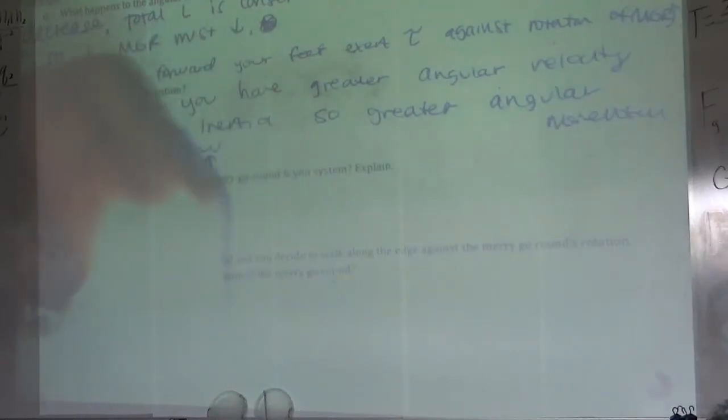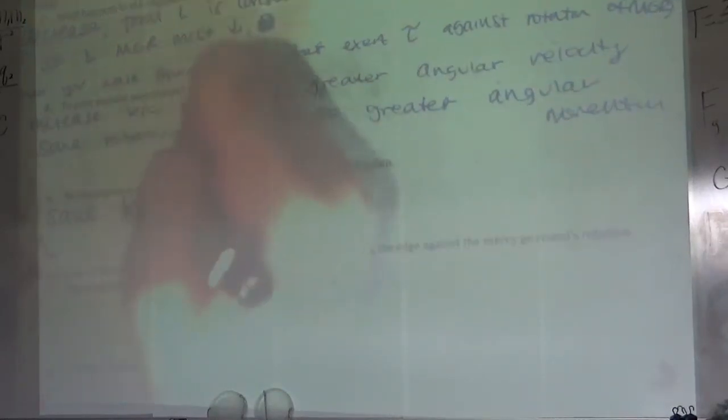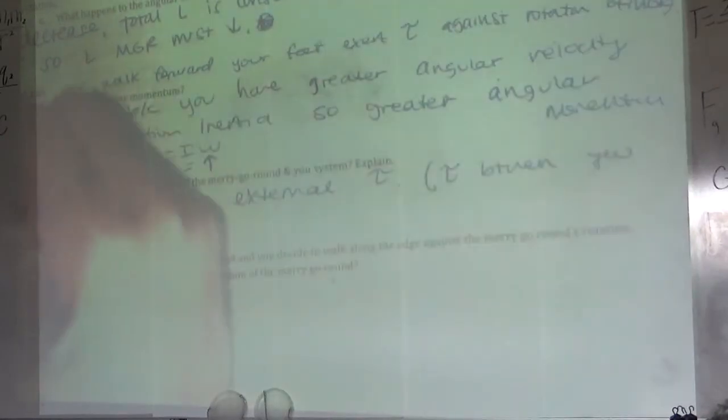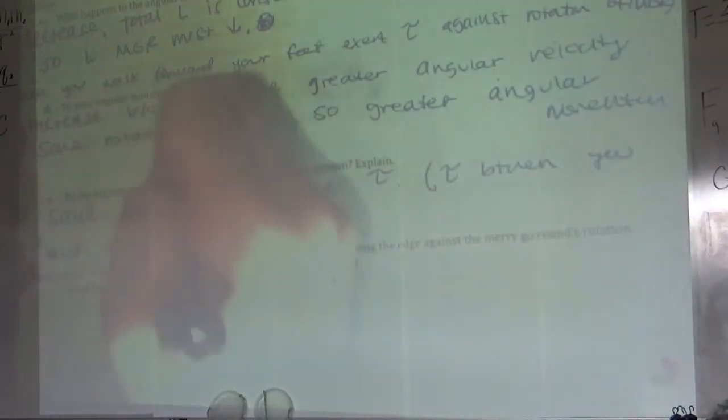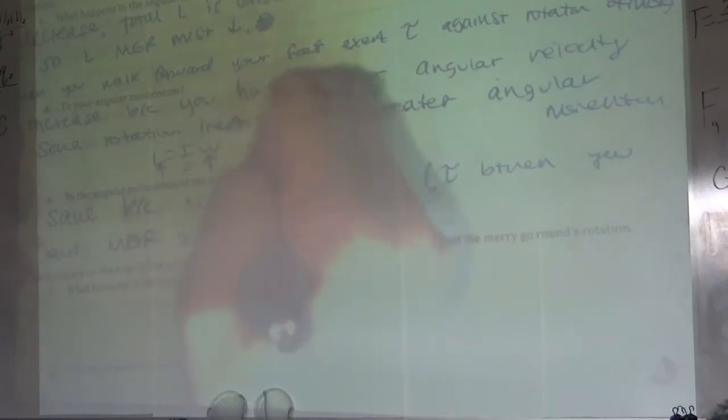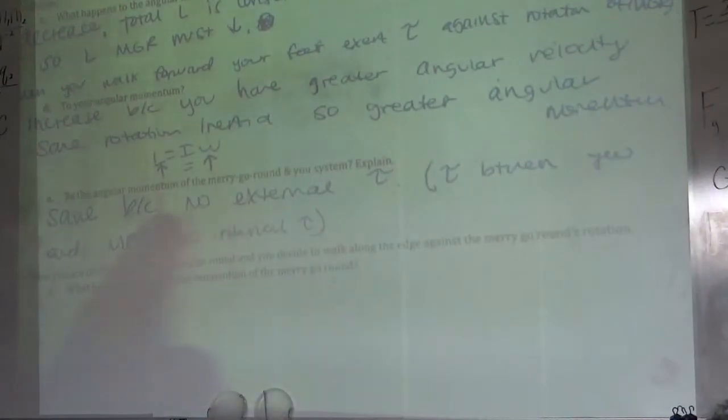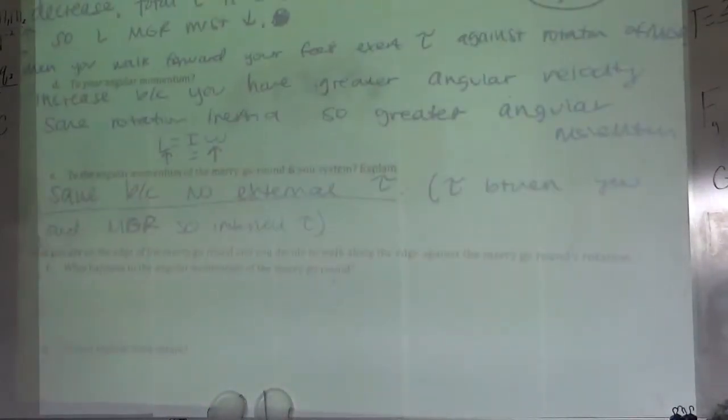And then the last part, we already kind of used this reasoning, but the angular momentum of you in the system would have to stay the same because there's no external torque. And just making a note, the torque is between you and the merry-go-round, so that is an internal torque. It makes one of you go faster, it makes one of you go slower, but they still have to add up to the exact same total, because angular momentum is conserved unless there is an external torque.